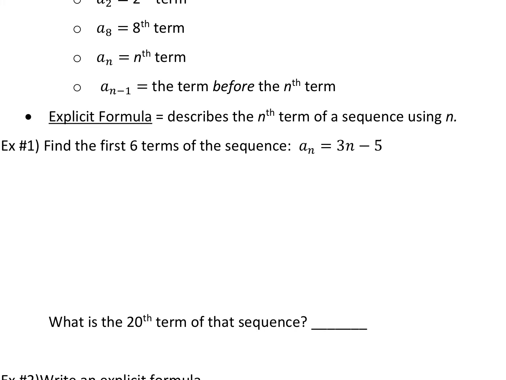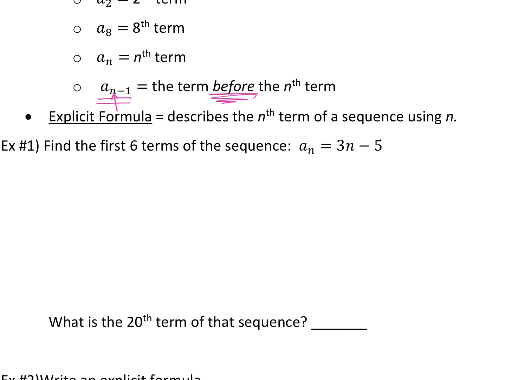What you're going to see a little bit of is this: A sub n minus one is basically saying your fifth term minus one would be your fourth term. So A sub n minus one is the term before whatever nth term you're talking about. A sub n minus one is the term before.